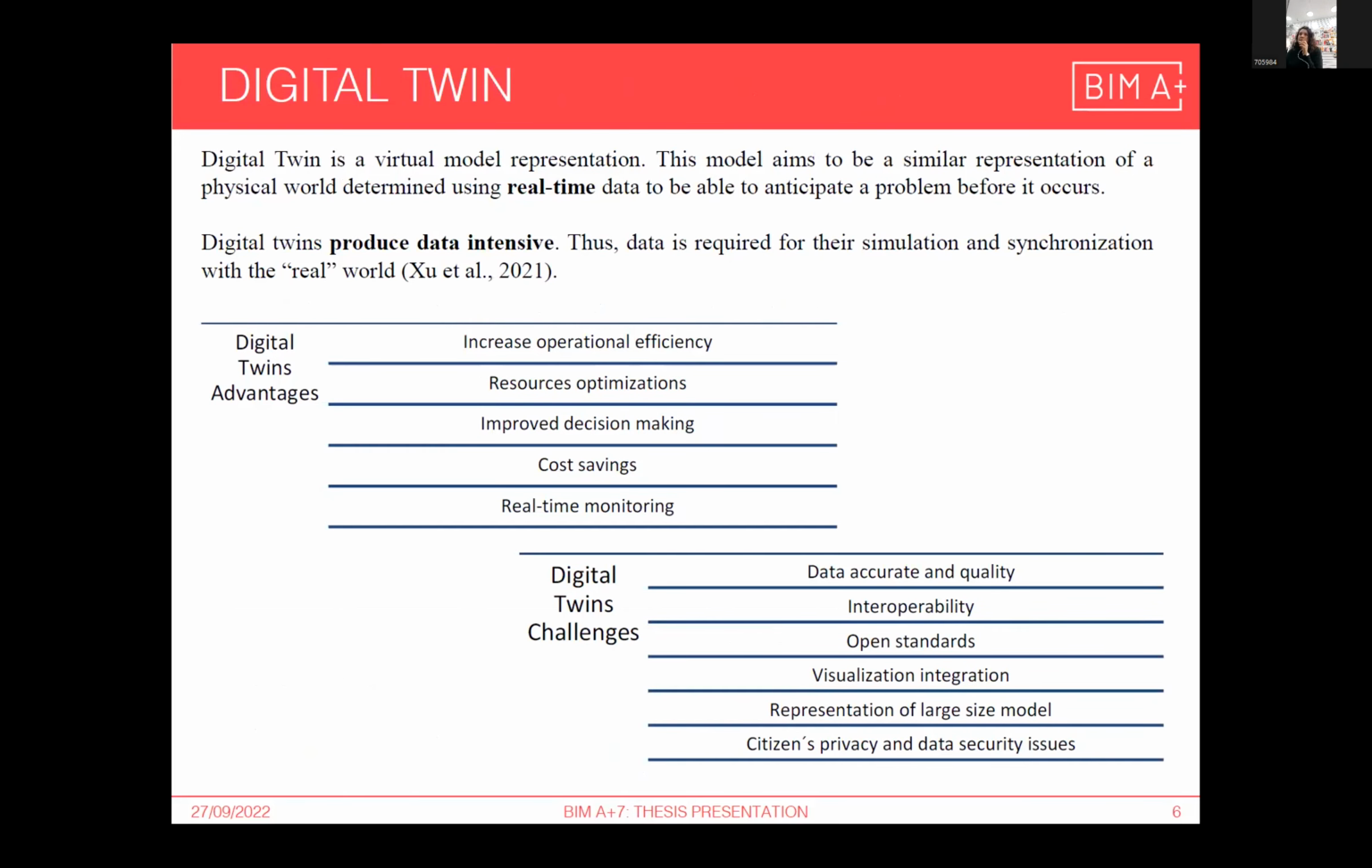So about the digital twin, we have advantages like increased operational efficiency, resource optimization, improved decision-making, cost savings, and real-time monitoring. The challenges that digital twins are still experiencing are data accuracy and quality, interoperability, open standards, visualization integration, representation of large site models, and citizens' privacy and data security issues.